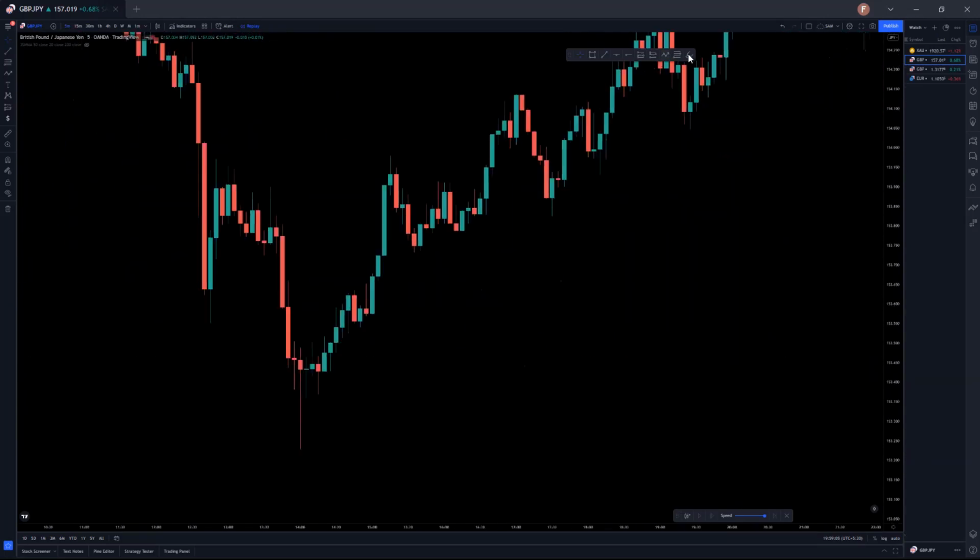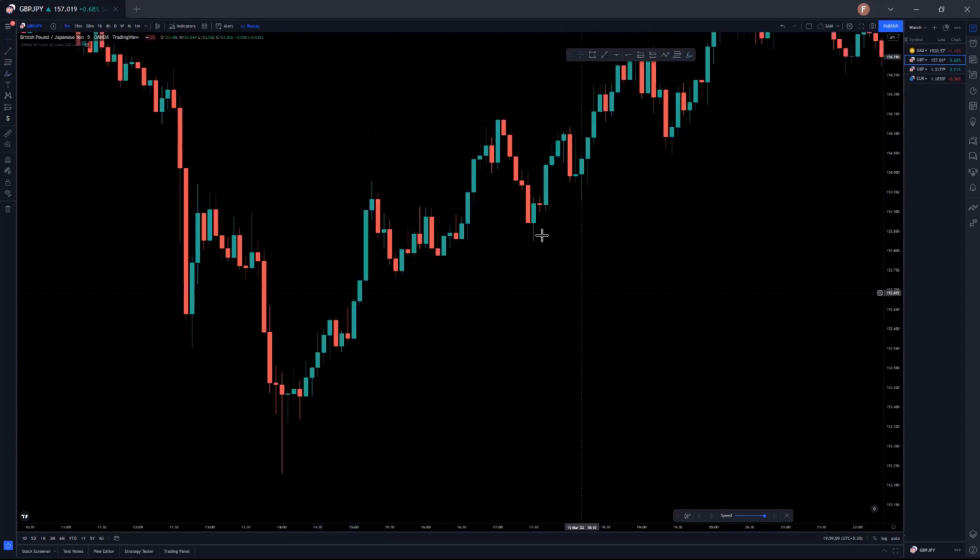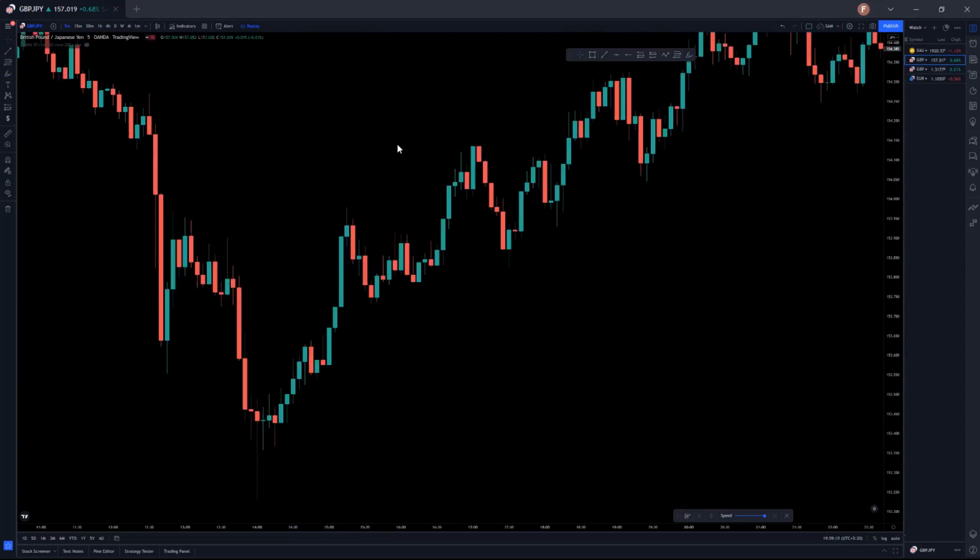I think here that candle was formed here. All right, so now as we saw, that candle was something like this. It was like this. So now the next candle will pull back somewhere around here and then it will go bullish.